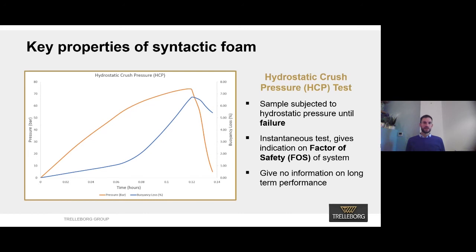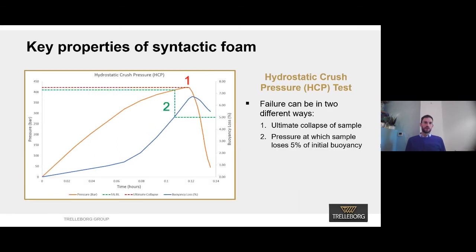The HCP of the material also allows us to give a factor of safety on the system. And in industry, this is typically 1.5 times the design pressure of the system. For example, a system that's going to be used at 2,000 meters below the sea needs to have a hydrostatic crush pressure of greater than 3,000 meters pressure.